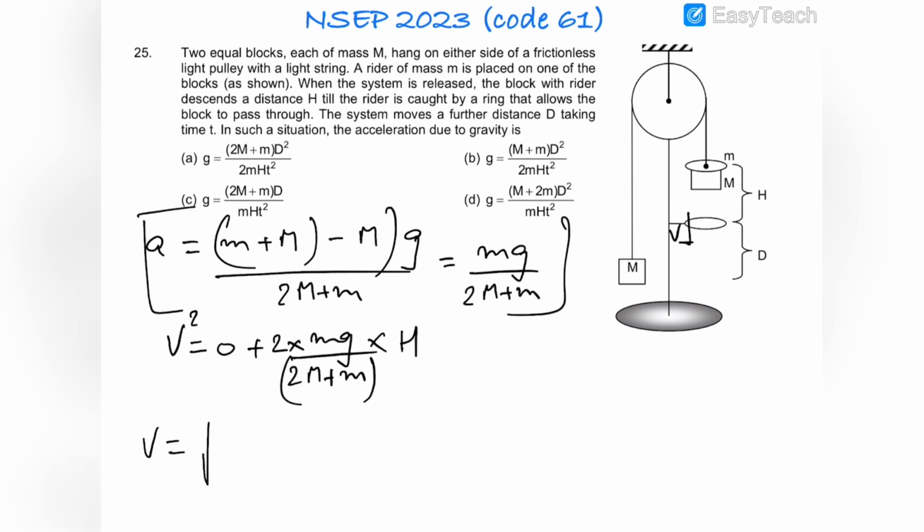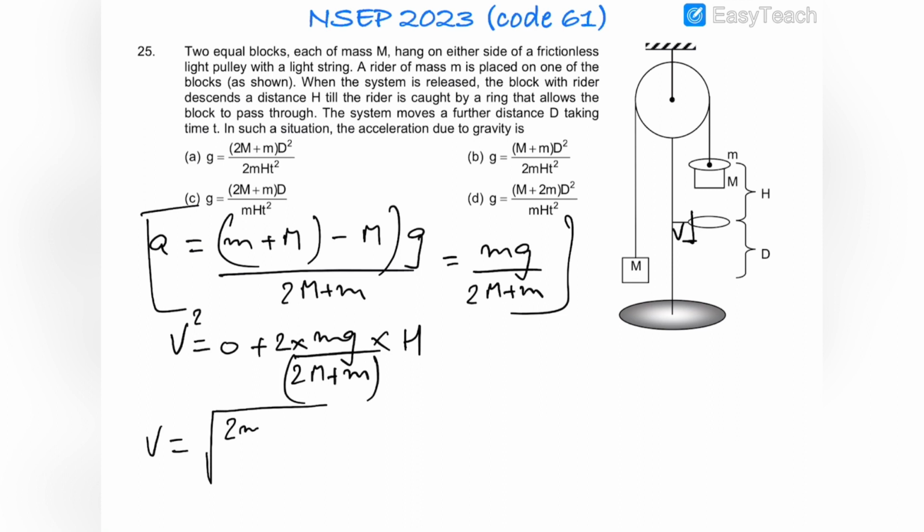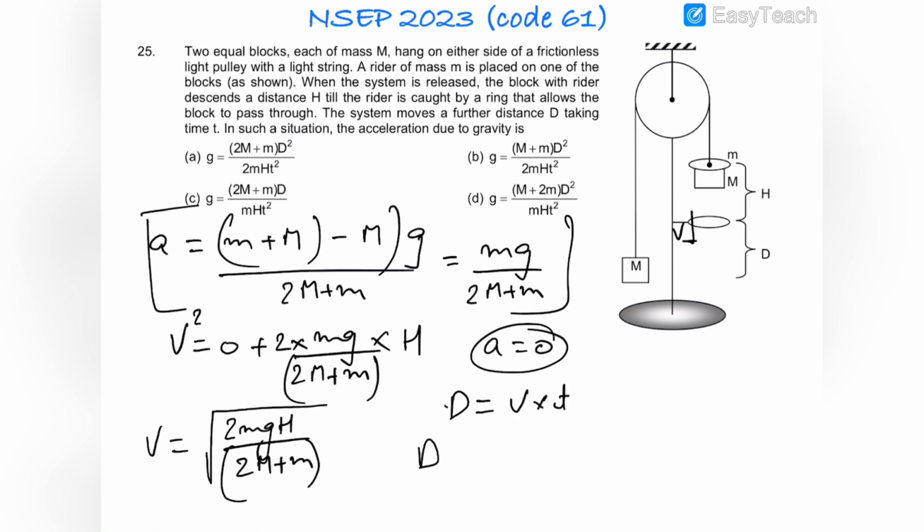So v is equal to under root of 2mgh upon 2M plus m. This is v. Now we can see that beyond this ring, the acceleration would become 0 because these masses are equal. So this system would keep on moving with constant velocity. So the velocity v would remain constant throughout this distance, and distance d would be equal to velocity into time. So d square is equal to v square, which is 2mgh divided by 2M plus m, into t square.